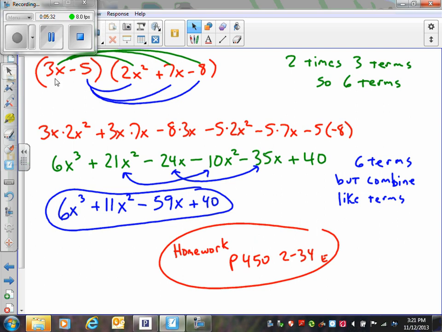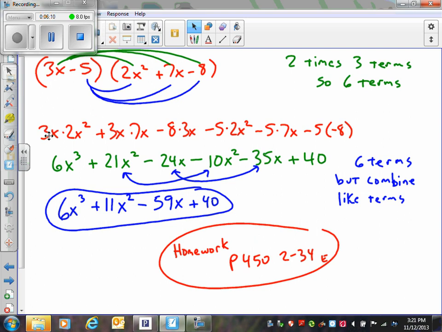Okay, this one is a bit more extensive. This time I have a binomial times a trinomial. You can't use FOIL because FOIL only has 4 terms, and this is going to give you 6 terms, because I've got 2 terms times 3 terms, 6 terms in my initial answer. But then you'll have a couple pairs that should combine because they'll be like terms. I take both of the terms in the binomial. I multiply 3x by everything in the trinomial. I multiply minus 5 by everything in the trinomial.